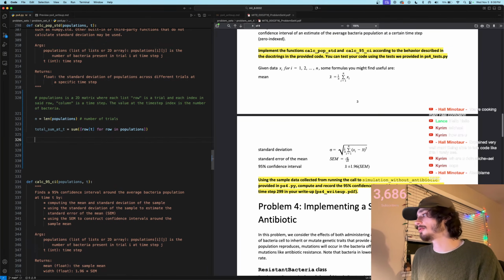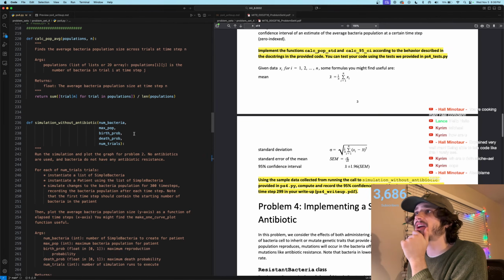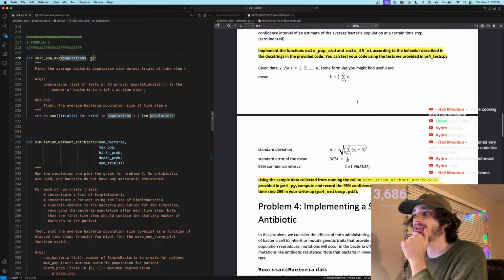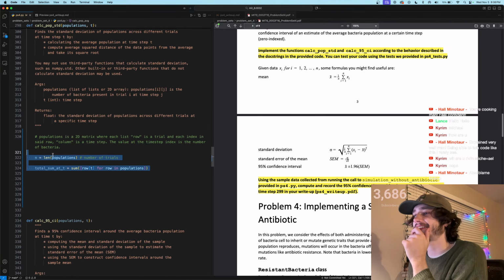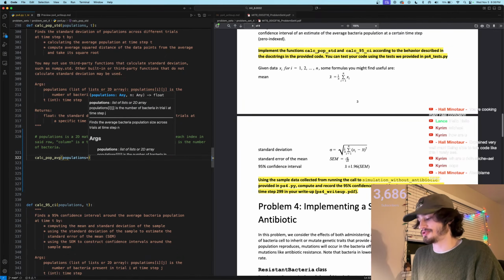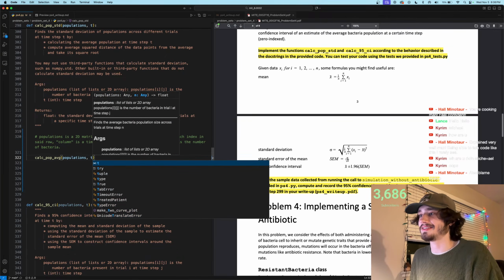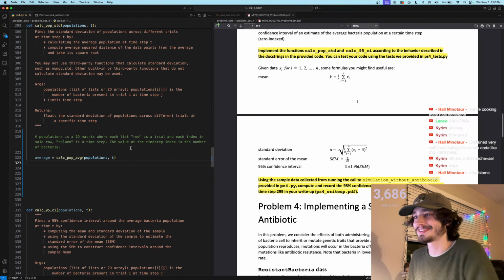And then what we need to compute, well, we actually have this function, calc population average at n. Oh, I'm tripping. Dang it. So we'll call calc pop average given populations and t. Dang it. That would have been easier. I already wrote this function.